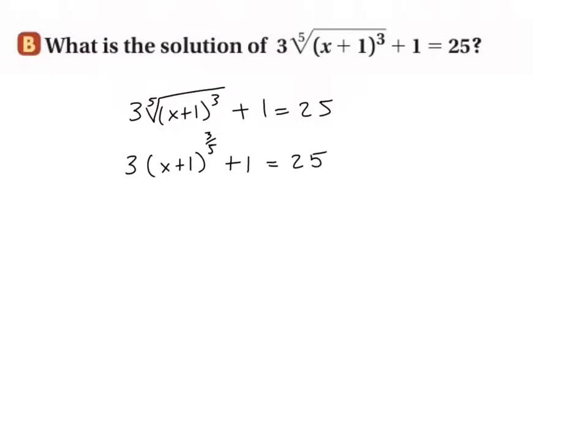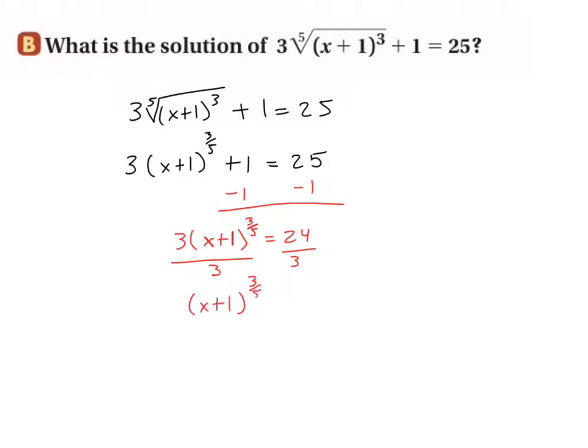So let's get rid of the 1 here next. We'll subtract 1. So we've got 3 times x plus 1 to the 3/5 power equals 24. We'll divide by 3 because we want to get that quantity alone so we can get rid of that rational exponent. So we've got x plus 1 to the 3/5 power equals 8.